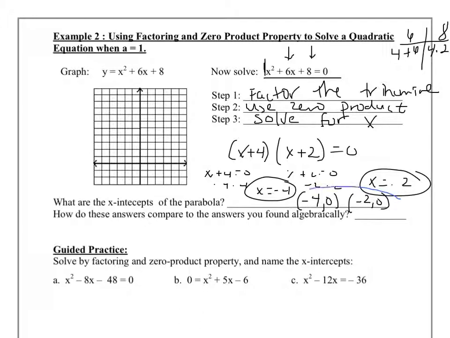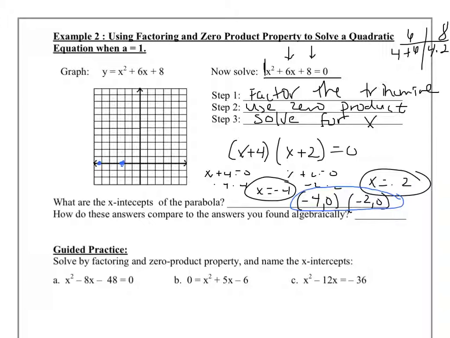So now that I have my x-intercepts, I can label them on my graph. So then here I have negative 2, 0 and negative 4, 0. I'm just going to do that part right now. So I've finished solving the equation, but now I want to finish my graph. Remember that you need the x-intercepts and you also need to find out what the vertex is.